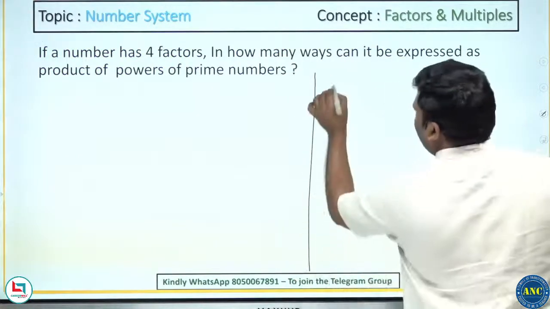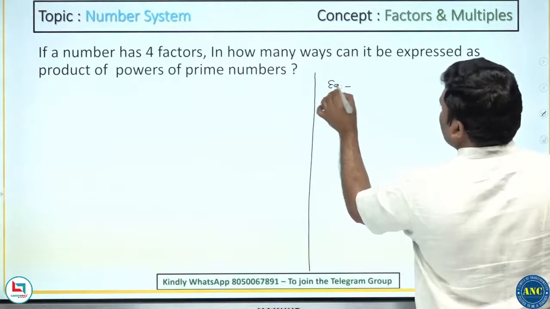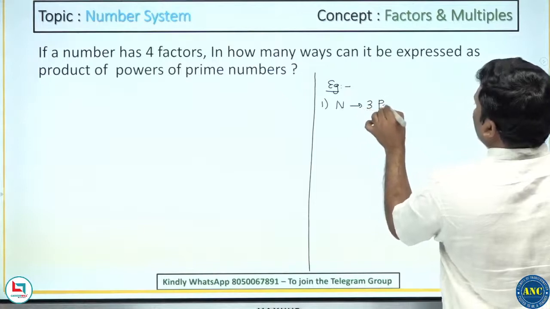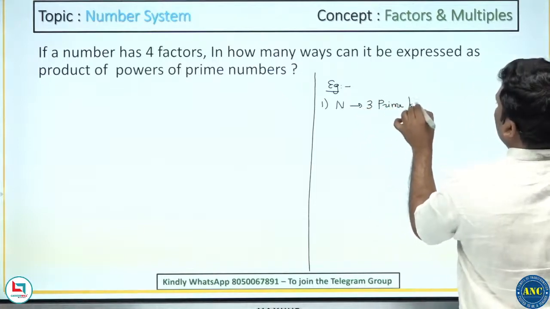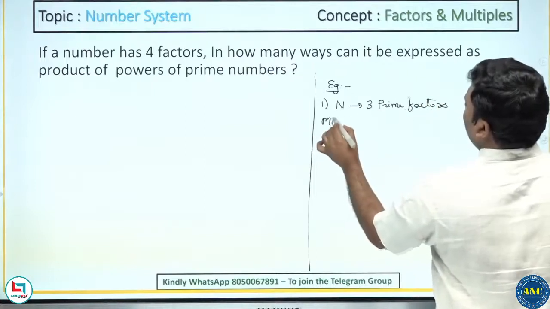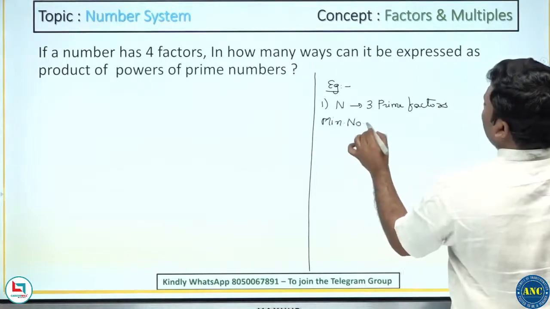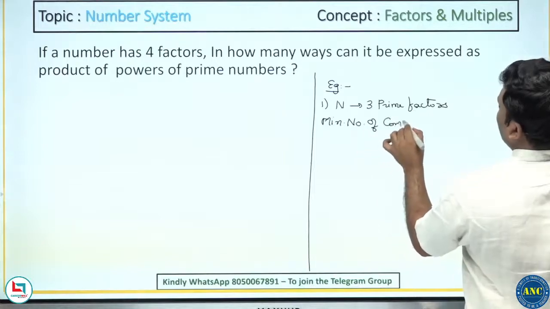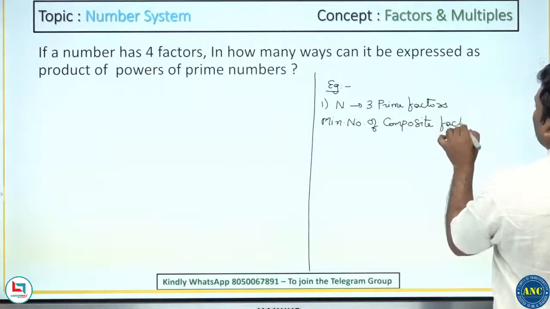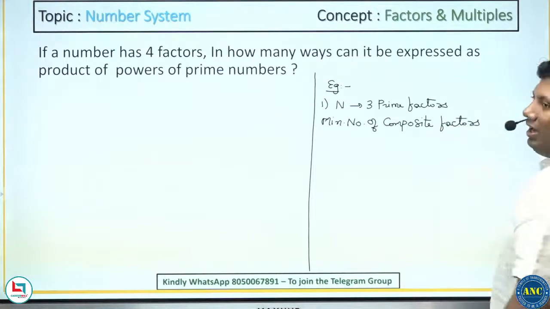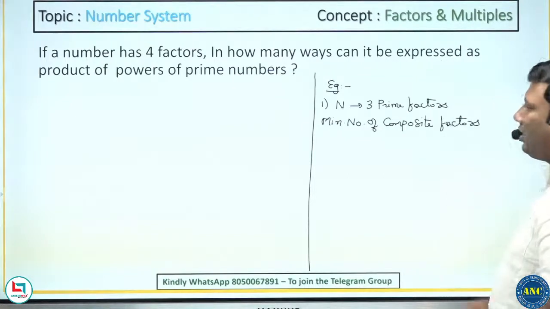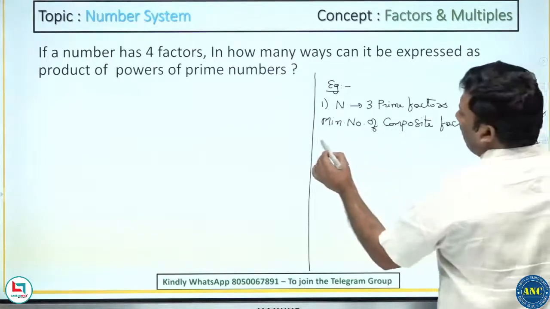One more example. If a number has got 3 prime factors, what is the minimum number of composite factors for this number? It will be a practice question and you will have crystal clear clarity on this question. So what will be the answer?